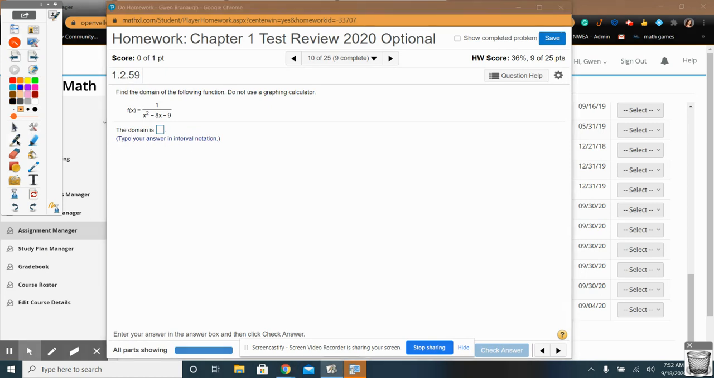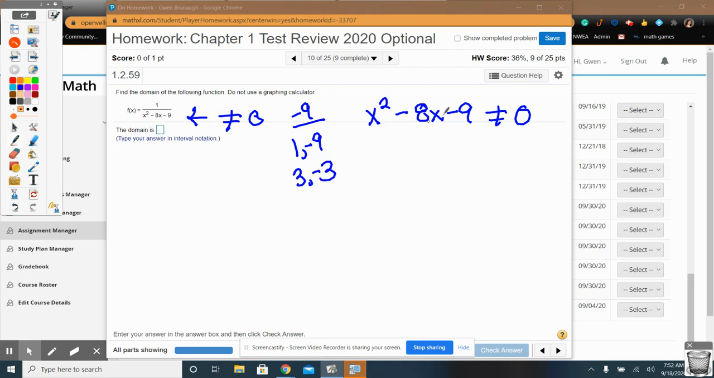The domain of this guy does have a risk factor. This bottom is not allowed to equal 0. So if we solve this out, it'd be x squared minus 8x minus 9 cannot equal 0, which means we're going to have to factor. Make your list for negative 9. How can you multiply to get negative 9 and find a negative 8 in the middle? This will give me a negative 8 in the middle. So it's an x plus 1 and an x minus 9 can't equal 0.